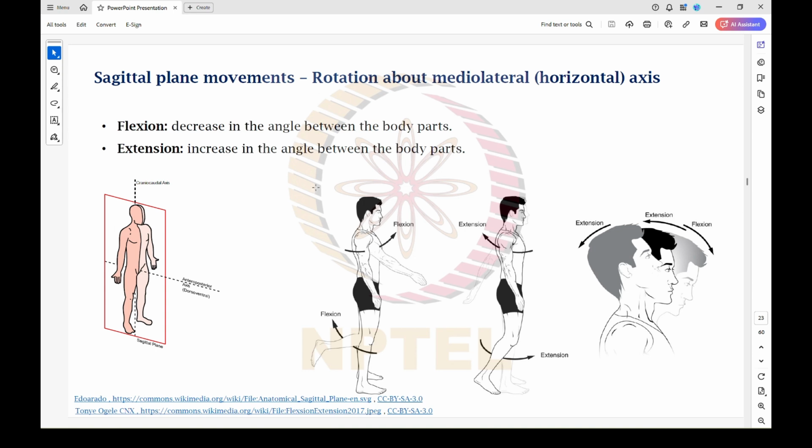Flexion means the decrease in the angle between the body parts, and extension means the increase in the angle between the body parts. If this was considered to be a straight line, this angle is decreasing, indicating flexion. Whereas if you are straightening the leg and this is the reference line, extension implies an increase in this angle as indicated here.